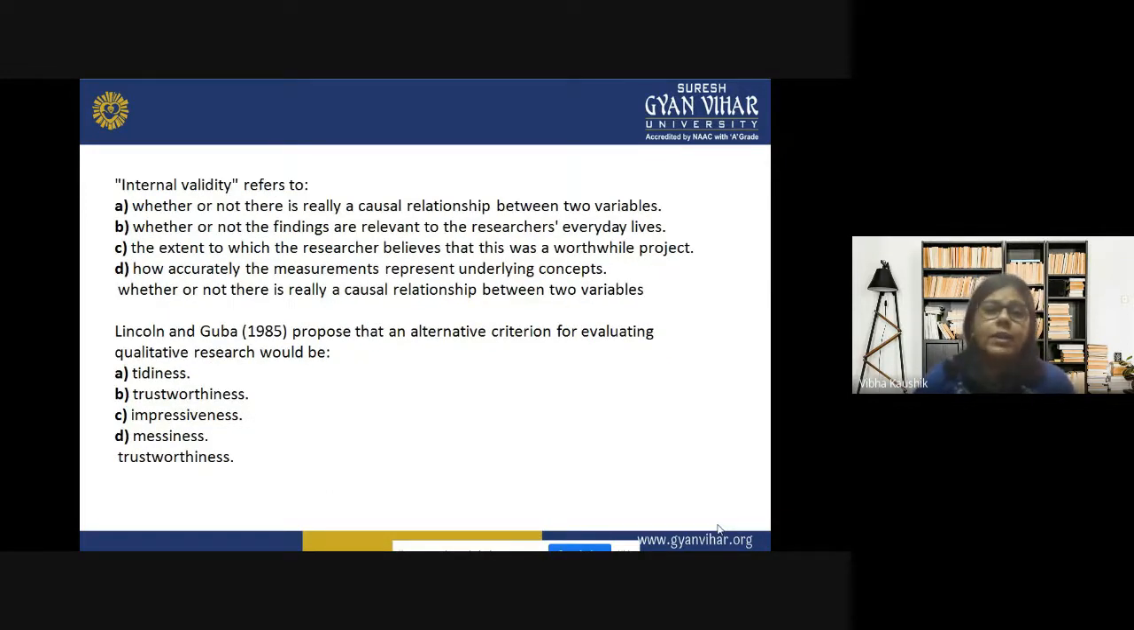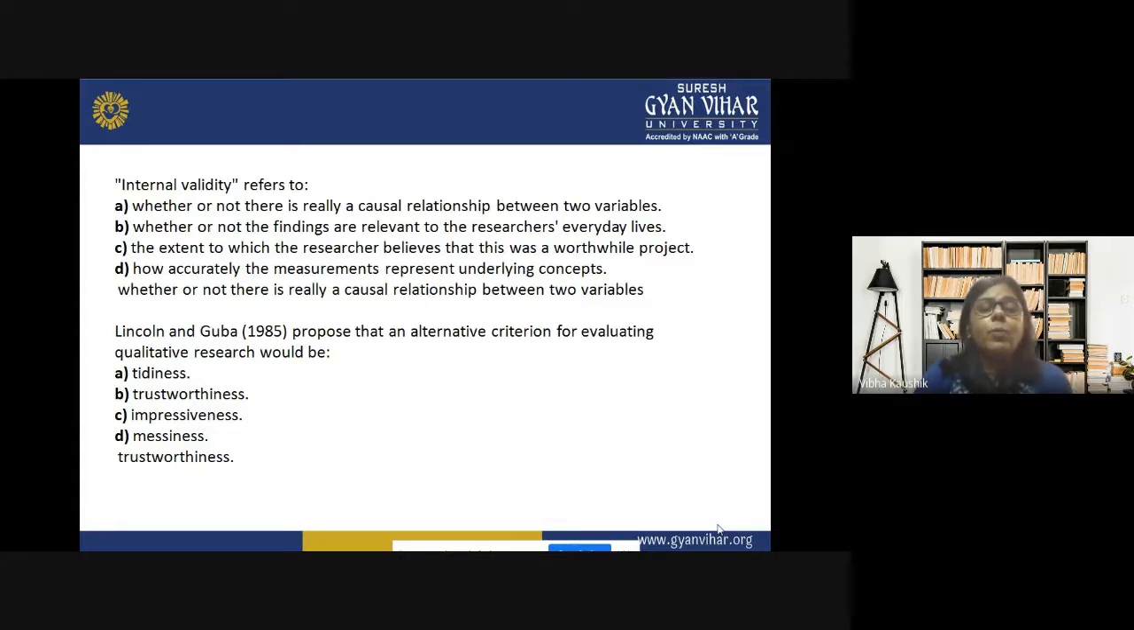Now, internal validity is: A, whether or not there is really a causal relationship between two variables. Option B, whether or not the findings are relevant to the researcher's everyday lives. C, the extent to which the researcher believed that there was a worthwhile project. Or D, how accurately the measurements represent the underlying concept. So these are the options, and the correct one will be option A, whether or not there is really a causal relationship between two variables.